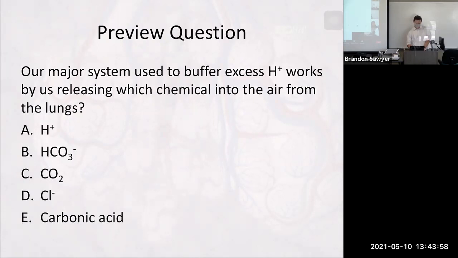Okay, let's try this question then. All right, so go ahead, answer that question. Our major system used to buffer excess hydrogen ions works by us releasing which chemical into the lungs? All right, just give you about 10 more seconds. Just go ahead and take a guess if you're unsure there.